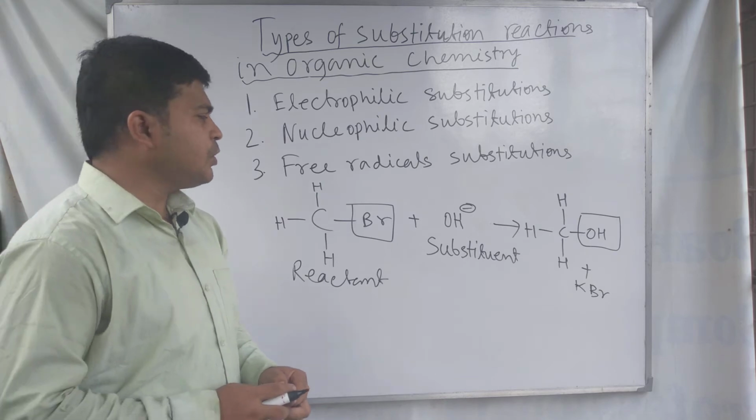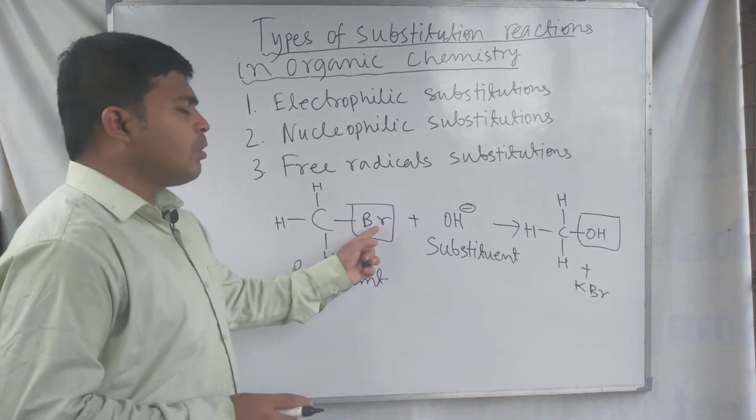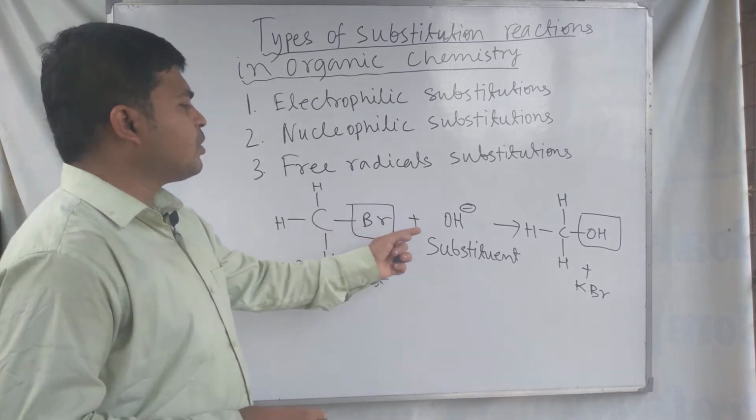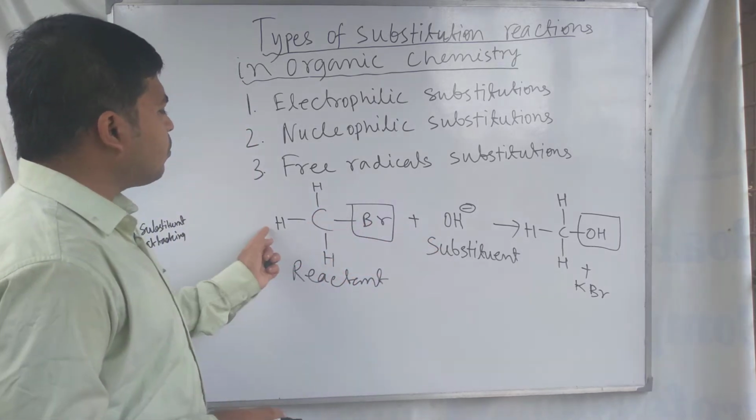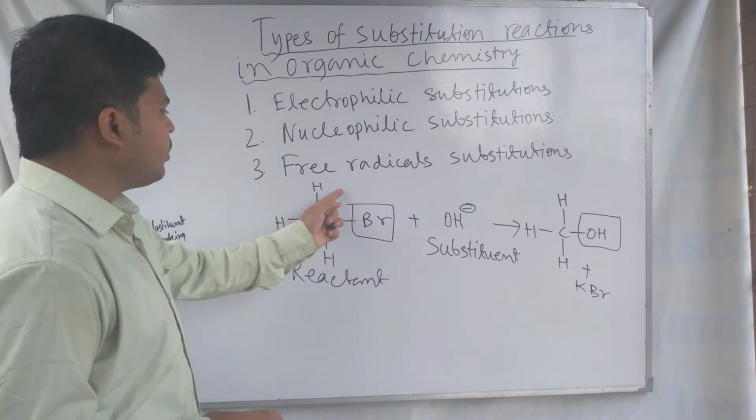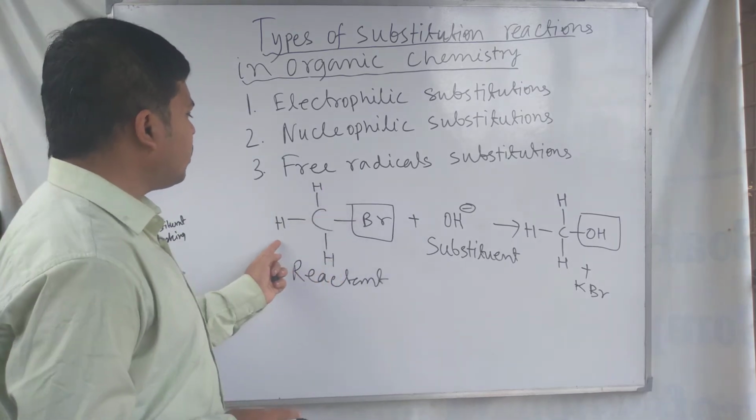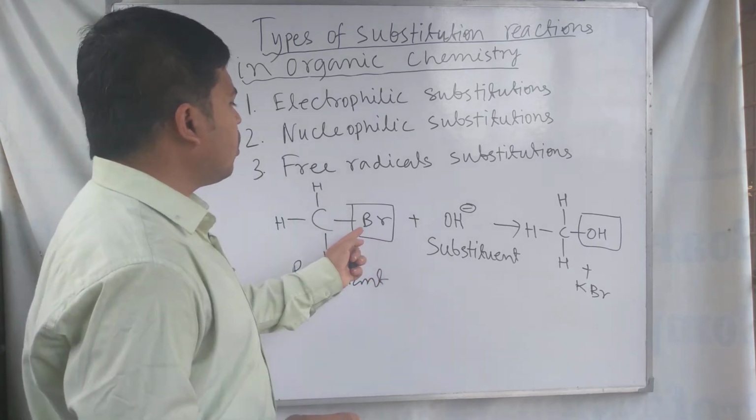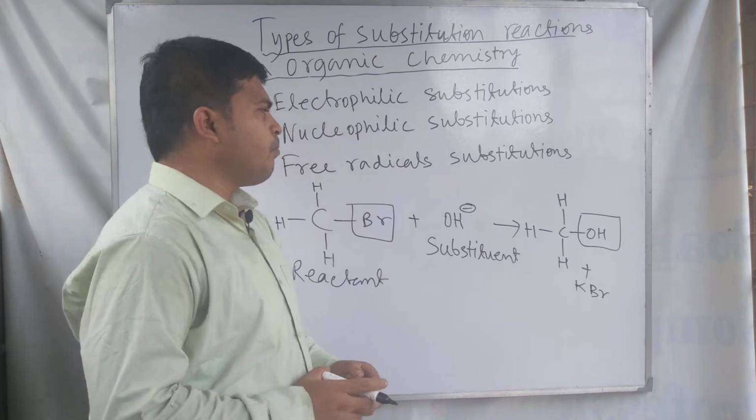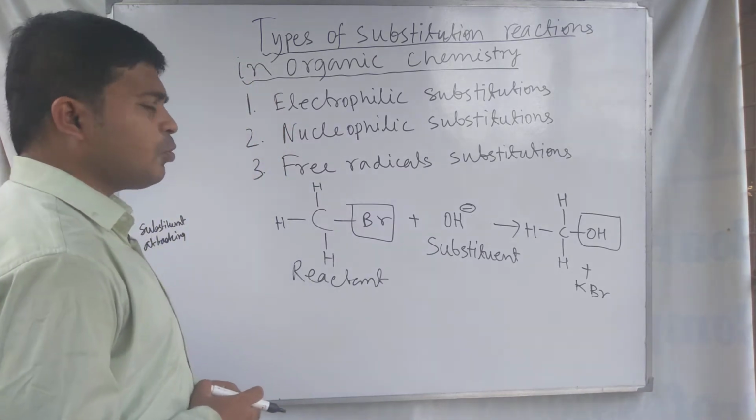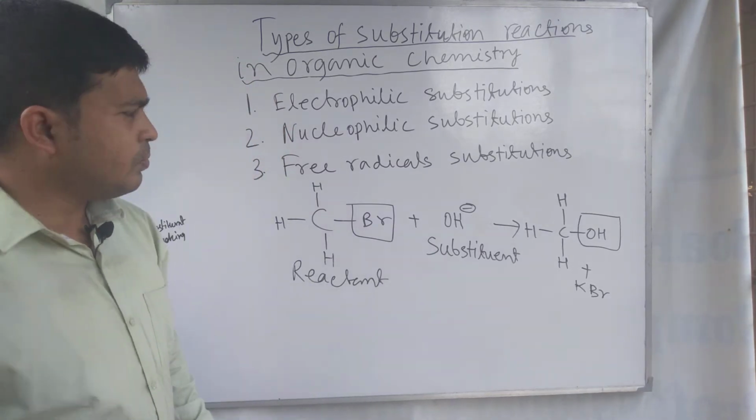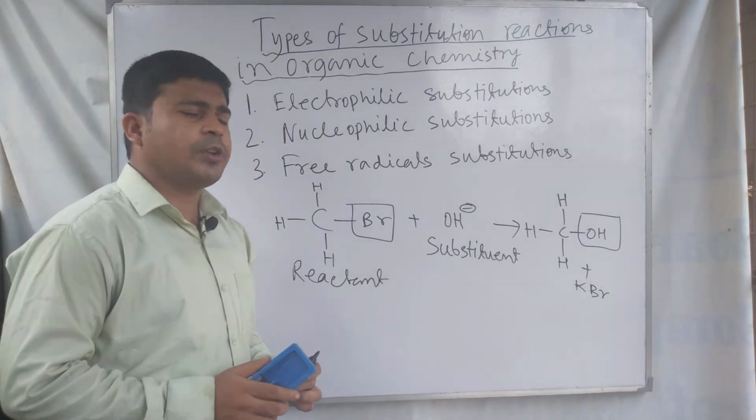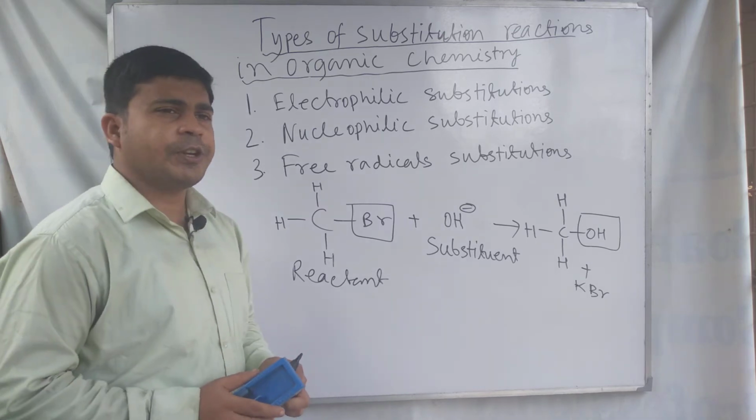So in a substitution reaction, one atom or a group of atoms is replaced by the substituent, but the rest of the molecule does not change. See, the rest of the molecule has no change, just one part of the molecule is changed by the substituent. This type of reaction is called a substitution reaction.